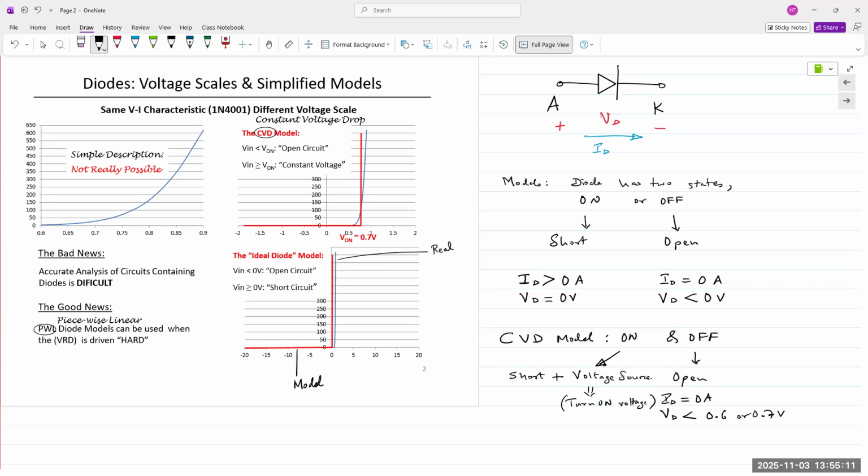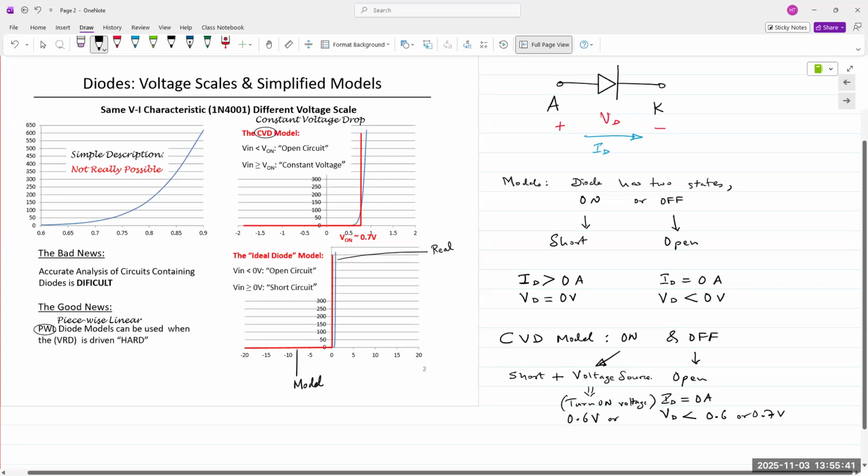Some books would use 0.6, some books use 0.7. In a problem statement, it will be provided. If it's not provided, you can always assume. The thing with these kind of models and these kind of circuits is we can always make a lot of assumptions. So if there are quantities that are not given in the problem statement, you can always make an assumption. This would be either 0.6 volts or 0.7 volts.